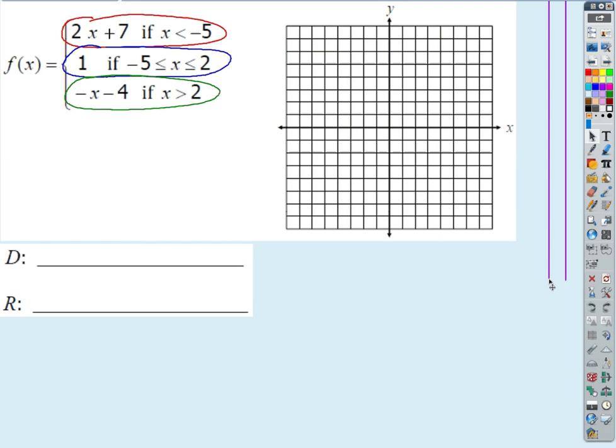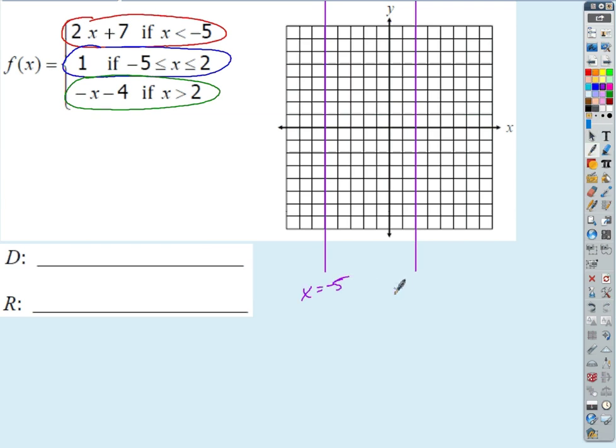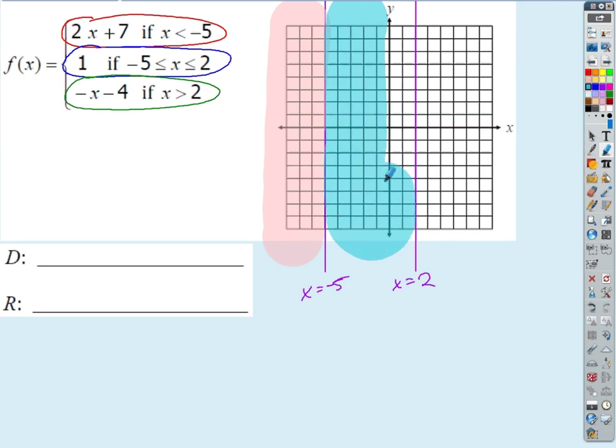So where are my boundaries going to be between the domains? -5. We got one. So right there. Okay. And then where else? +2. Okay. So let's label these boundaries. So here's my boundary at x equals -5. There's my boundary at x equals 2. So where is the red domain going to be then? Far left. And it just goes forever, right? How about the blue domain? The middle. In the middle. And then the green one?